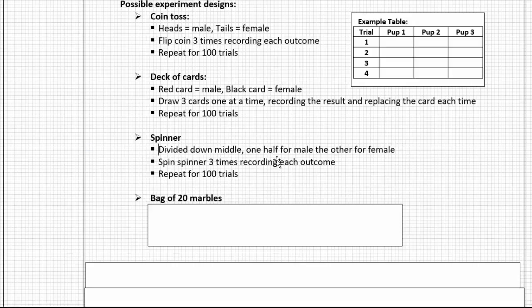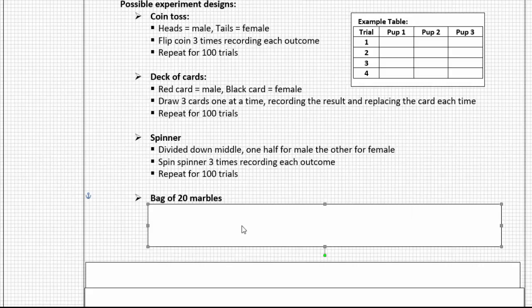For the spinner, I laid it out as needing to divide the spinner down the middle, making sure they were equal halves. One half for the male, the other for the female, and I could just write that on there. Or if I had a spinner of different colors, I would decide which color represents males and which represents females. Again, I'm going to need to spin the spinner 3 times, recording each outcome for one trial, and I'm going to repeat that for 100 trials.